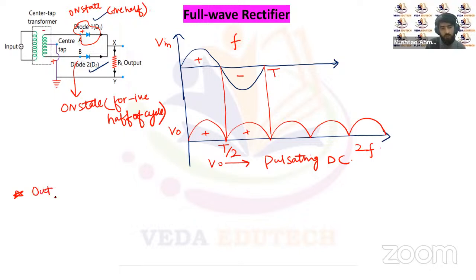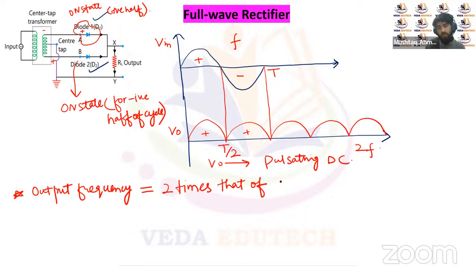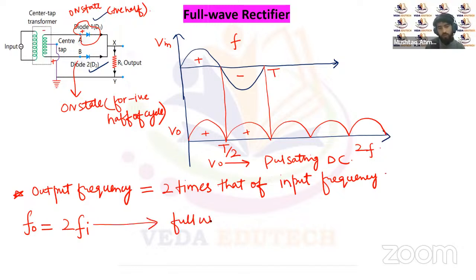So output frequency is equal to 2 times that of input frequency, right? Or we can say frequency of output is equal to 2 times frequency of input, right? In case of full wave rectifier. So this is in case of full wave rectifier, right?